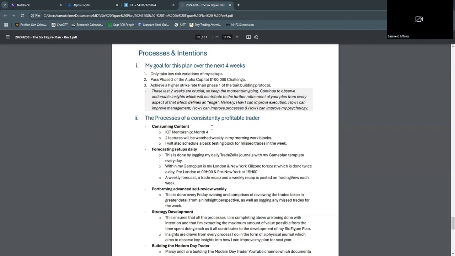Continue to observe actionable insights, which will contribute to the further refinement of your plan from every aspect which finds an edge. That being namely how I can improve execution, how I can improve management, how I can improve processes, and how I can improve my psychology. Right? Let that sink in, read it again.